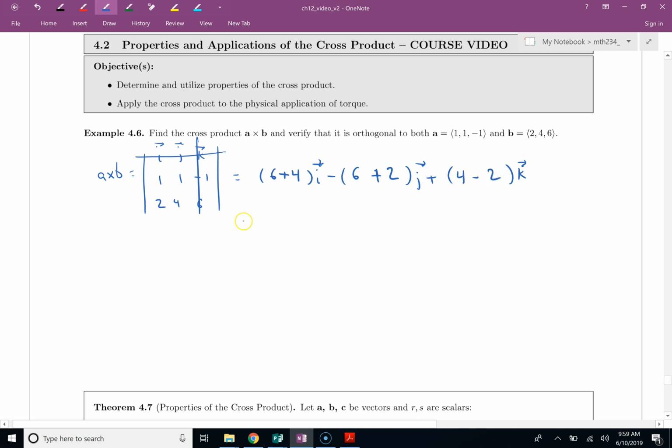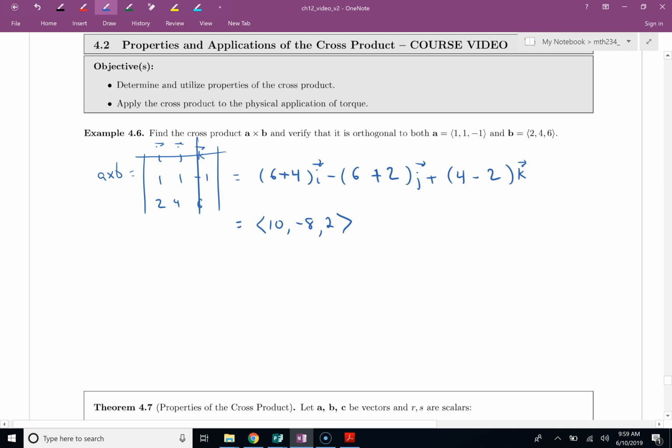We subtract those away. And so I usually write my final answer back in these angled bracket notations. So 6 plus 4 in our first one, that's 10, but don't forget that negative sign on the middle, so that's going to be negative 8 there. And then finally 2. So this is what I get for our cross product.